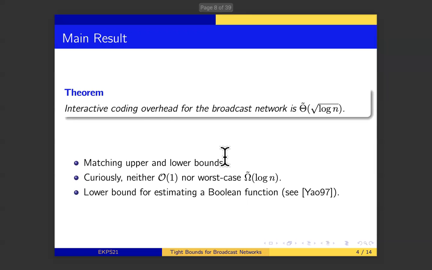Moreover, when we show the lower bound on our interactive coding overhead, we show a lower bound for a protocol that actually computes a Boolean valued function. And this makes progress towards an open question posed by Yao in '97. It doesn't really solve the open question because he was looking at another setting of parameters, but it does make progress in that direction.